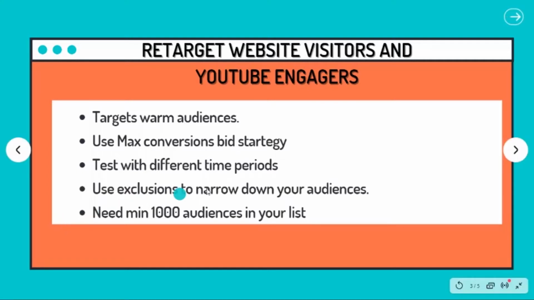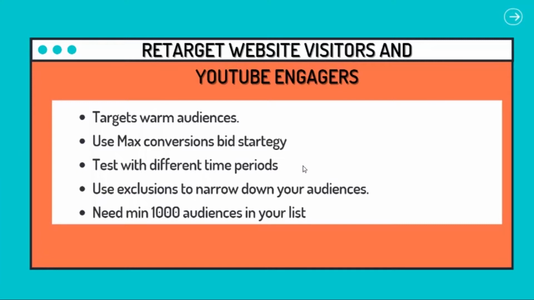Test with different time periods. Let's just say for example that you're targeting audiences who have viewed your YouTube video say 7 days ago. You could also even retarget audiences who have come to your website and done some actions like 30 days ago. So you need to build audience lists with different numbers of days in them. As I said in my previous video, I have given you a detailed explanation about how retargeting works.